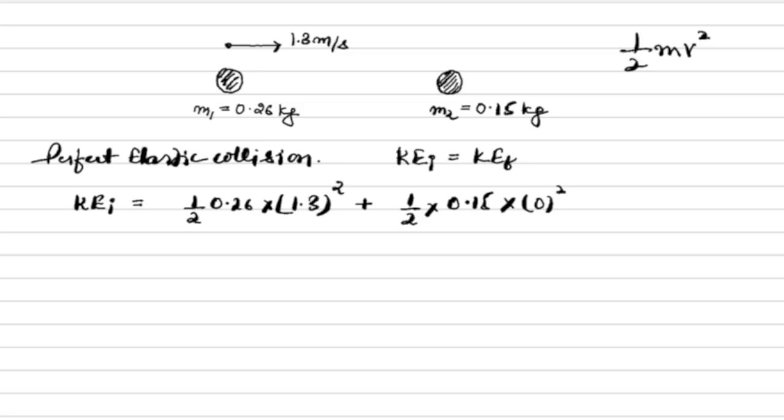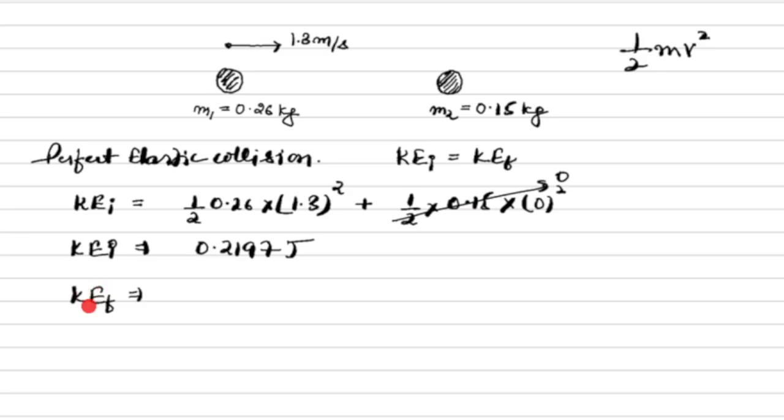It was at rest, right? So this will cut out, and we will have only this. So let me calculate this before calculating the final kinetic energy. It will be half multiplied by 0.26 multiplied by 1.3 squared. So that will be 0.2197. It's the energy, so the units will be joules. So this is the initial kinetic energy. Now let's go further and calculate the final kinetic energy.